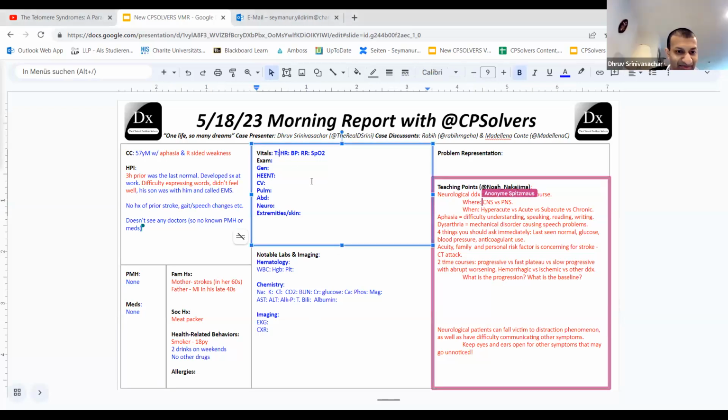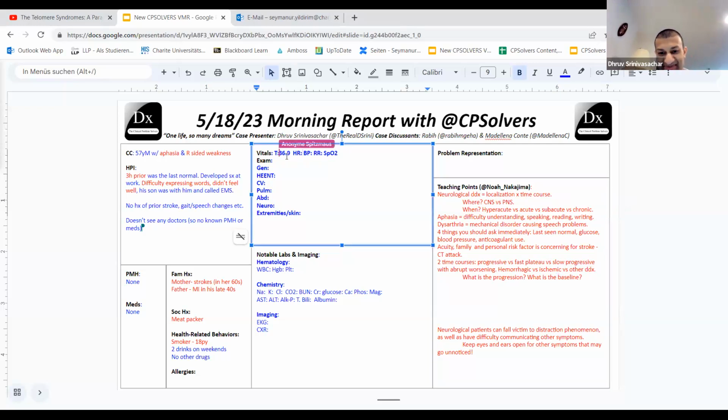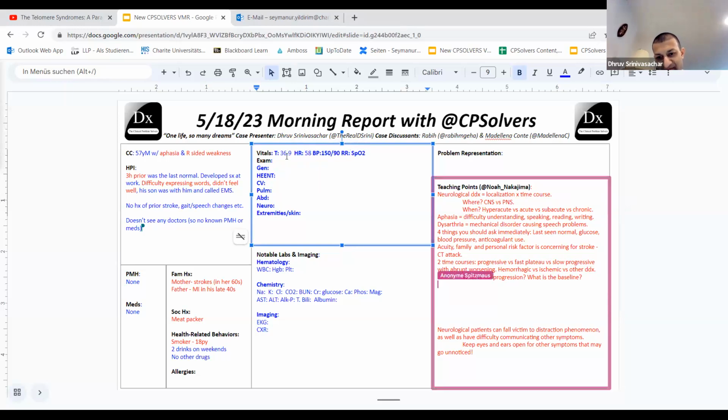All right. So let me get you your vitals real quick. When he came in, temperature of 36.9 Celsius. Heart rate of 58. Blood pressure of 151/90. Respiratory rate of 14, saturating 97% on room air.